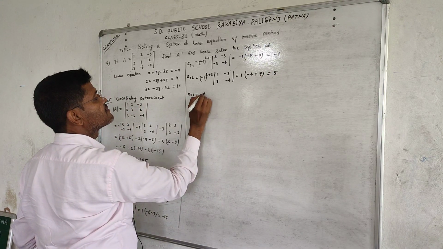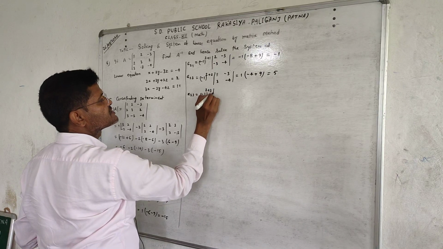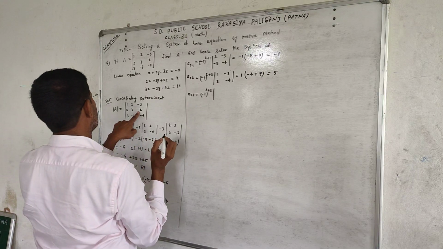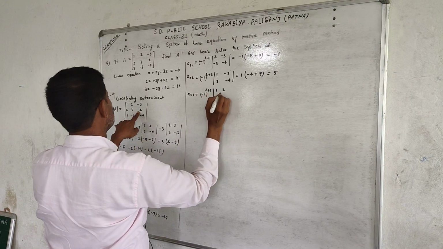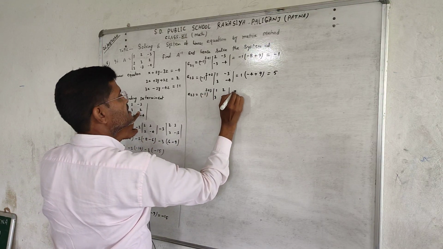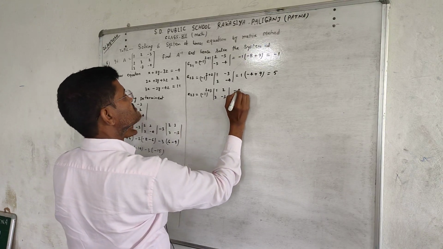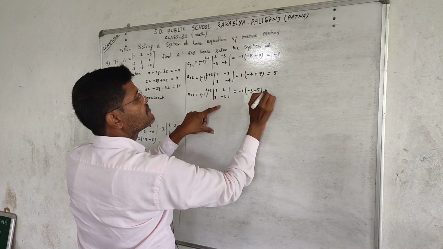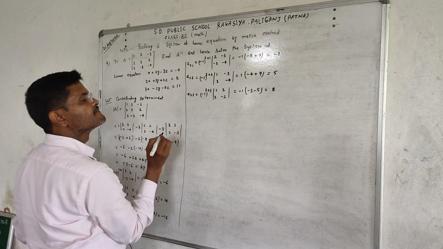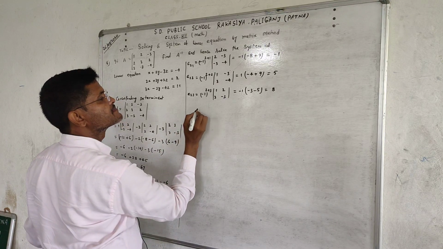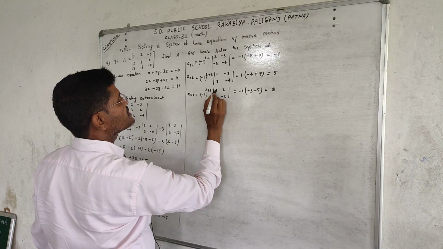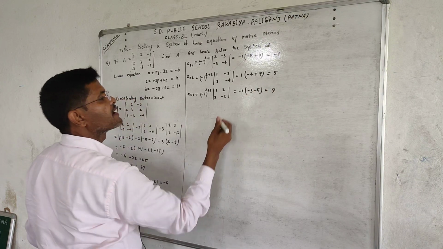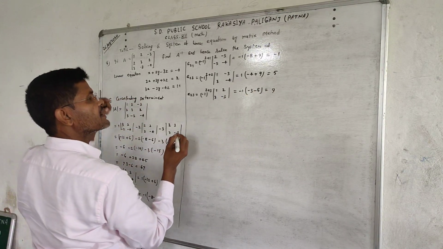A23 is equal to (-1) to the power 2+3, and its corresponding determinant is |1 2; 3 -3|, which is equal to -1 times (-3 - 6), that is -9. So -9 into -1 is 9.